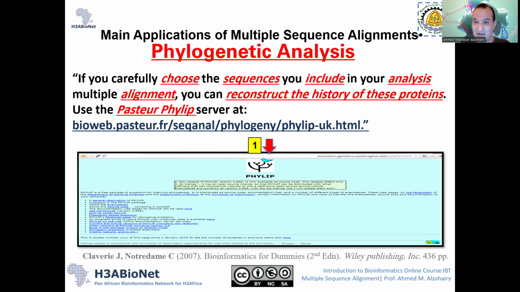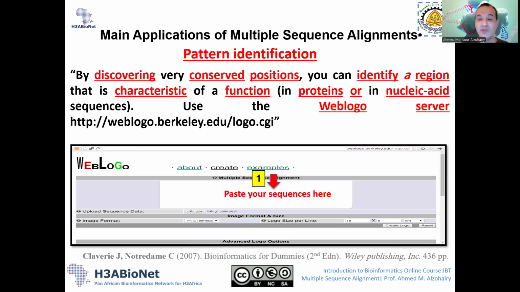So if you have a sequence, either DNA or protein, and other sequences you would like to compare with, you can simply see the phylogenetic relation between your sequence and the other sequences. That's one of the very important applications for multiple sequence alignment. Also, one of the good applications is pattern identification, by discovering very conserved positions. By this, you can identify the region that is characteristic, for example, of the function of that protein, for amino acids or nucleic acids.